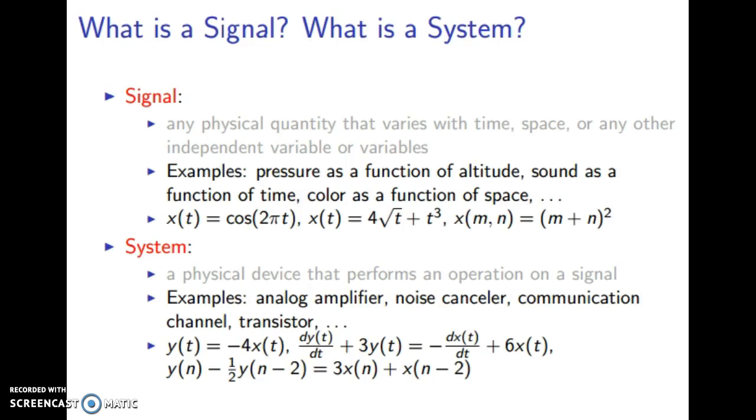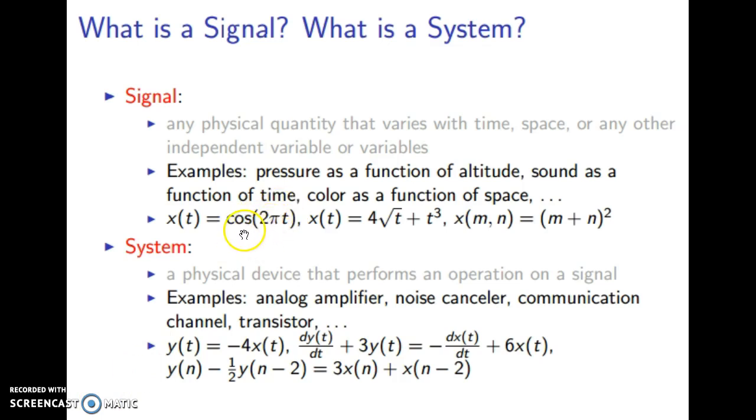Now, what is a signal and what is a system? A signal is normally defined as any physical quantity that varies with time, space, or any other independent variable or variables. Mathematically, we describe a signal as a function of one or more independent variables. For example, here x of t is a cos 2 pi t, and this x of t is a function of the variable t.